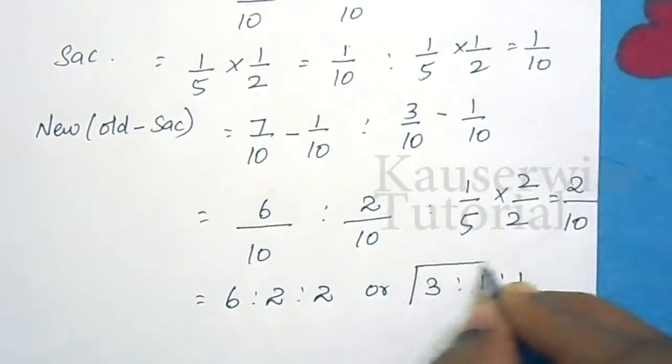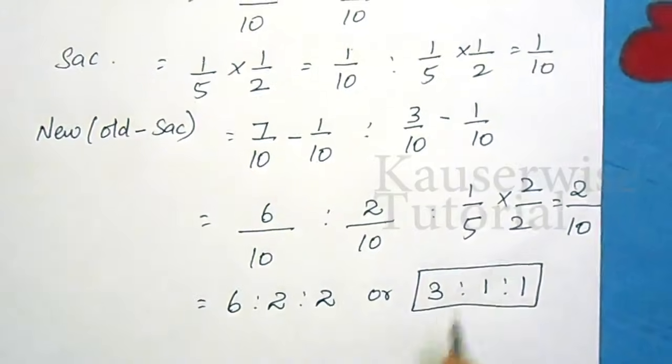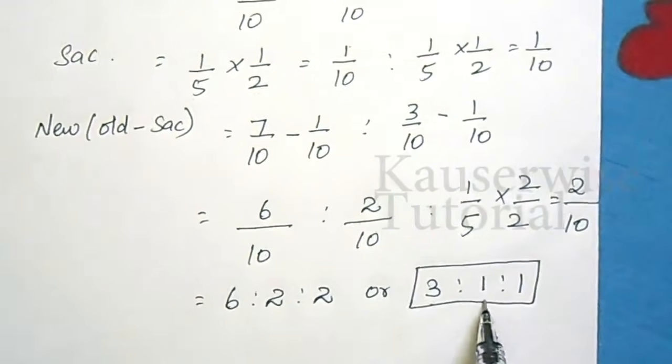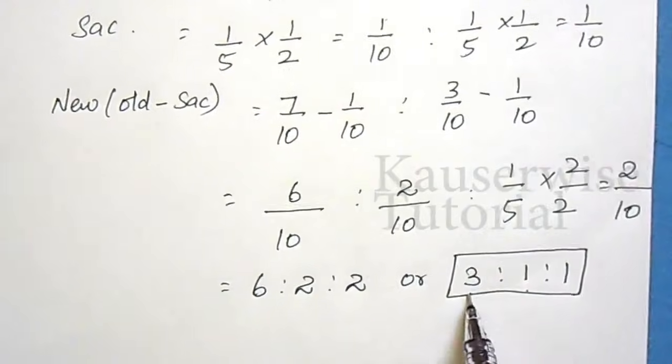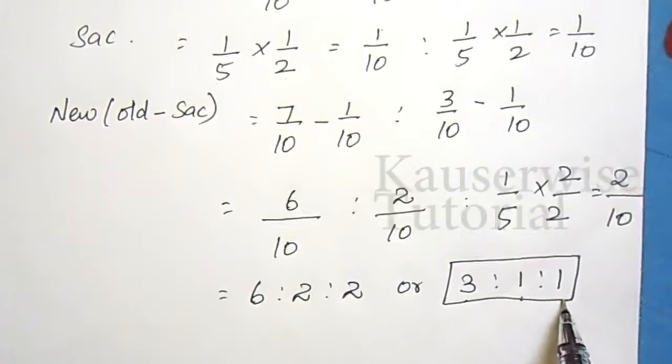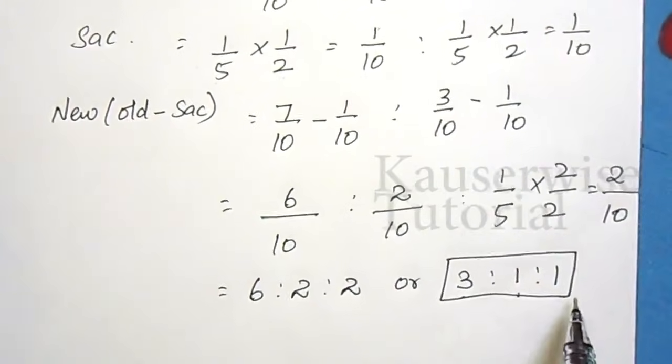3:1:1. We can minimize equally. So new profit sharing ratio is 3:1:1. That is 3/5, 1/5, 1/5. This is the new profit sharing ratio.